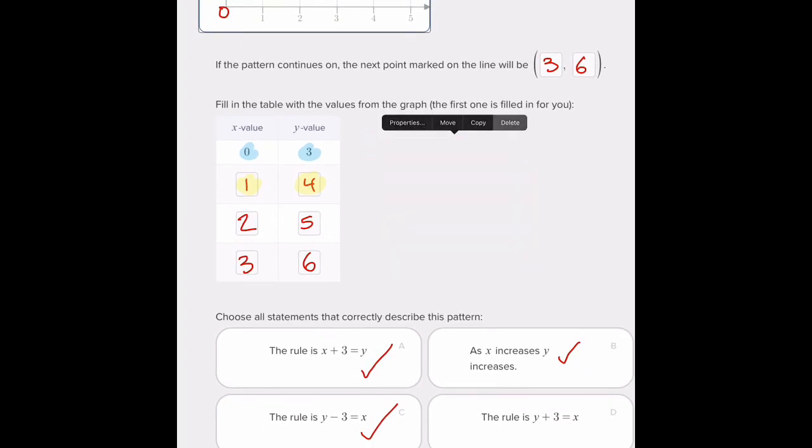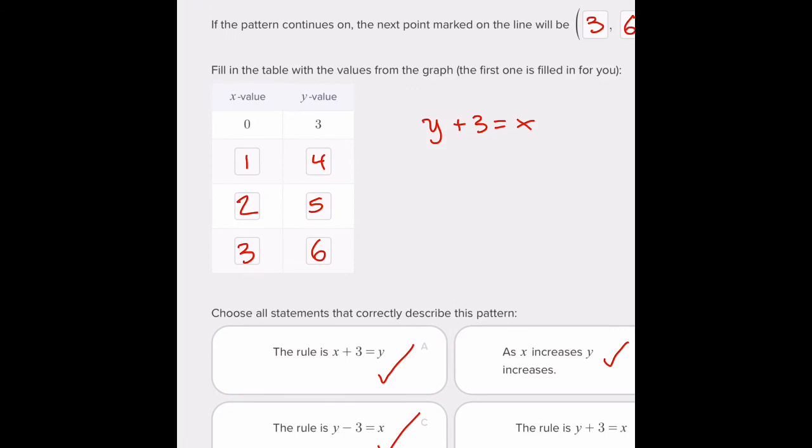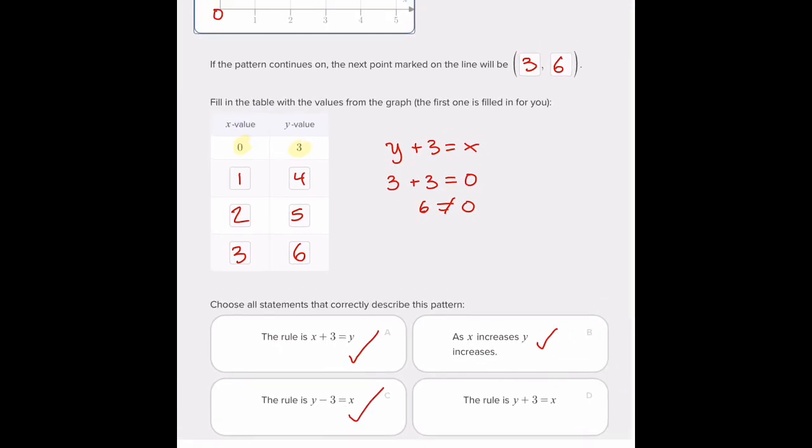Finally, we have the rule y plus 3 equals x. So let's see if this rule works. If I take the y value and add 3 to it, will it equal the x value? So in the first one, my y value is 3. So I'm going to replace the y with 3. And if I add 3 to that, will it equal 0? Obviously not. So immediately I can see that this is not an option. So my answers are A, B, and C.